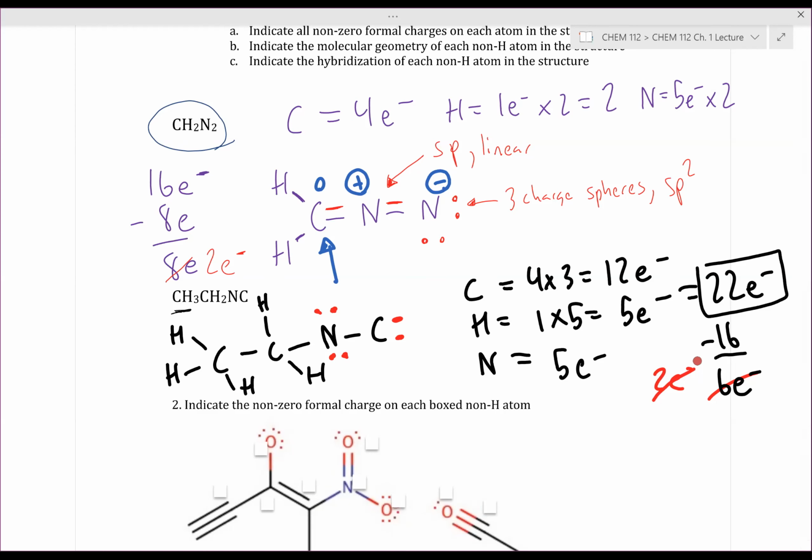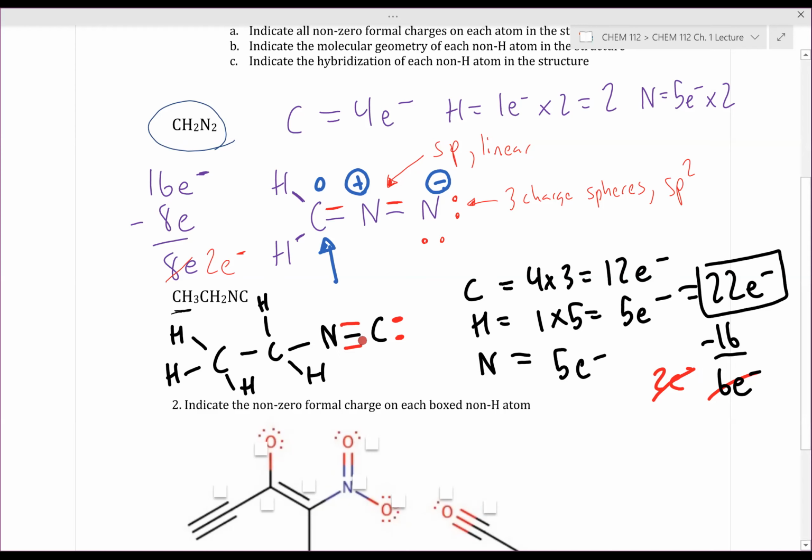Double or triple bonds, right? Now, considering this carbon has 4 electrons, how many additional bonds does it need? 2 additional bonds for a total of 4 additional electrons. So let's erase these nitrogen lone pairs and let's form a triple bond.